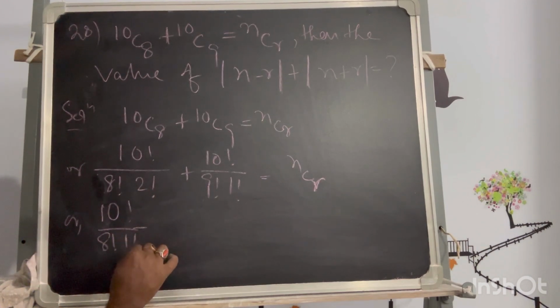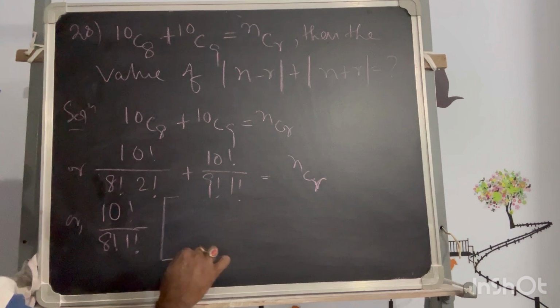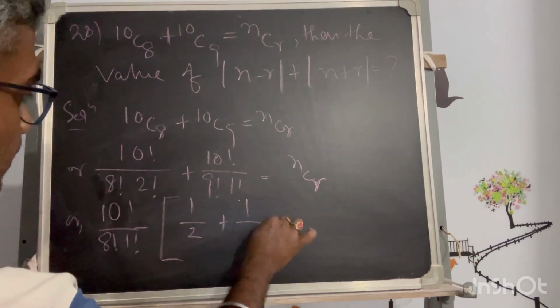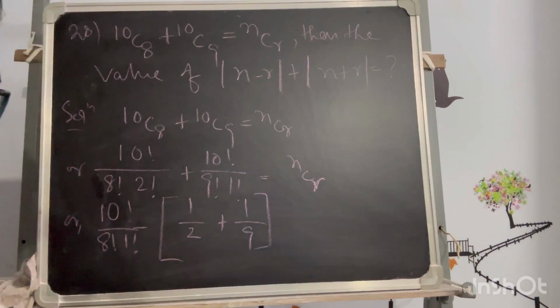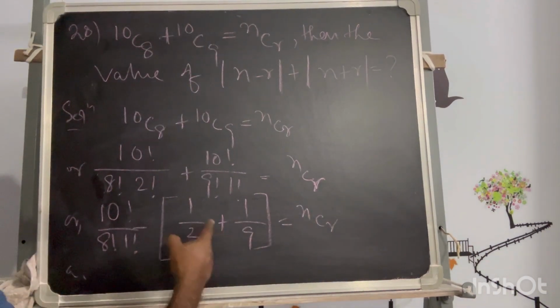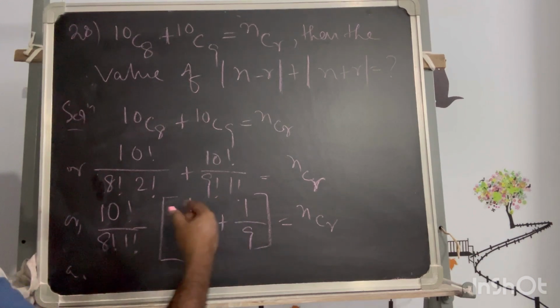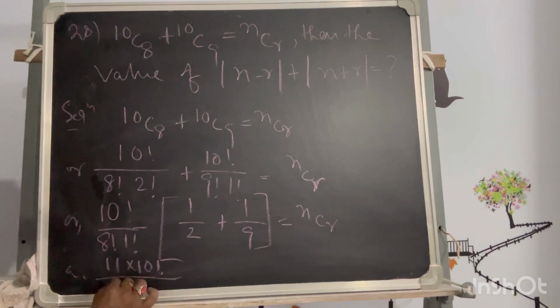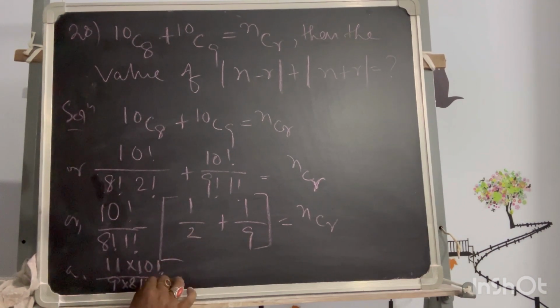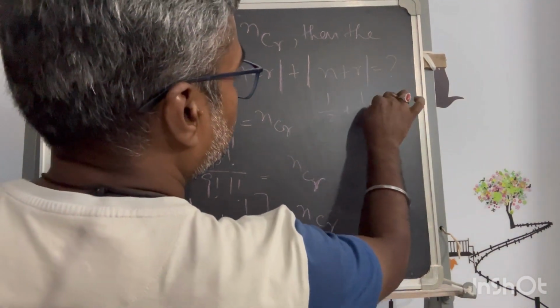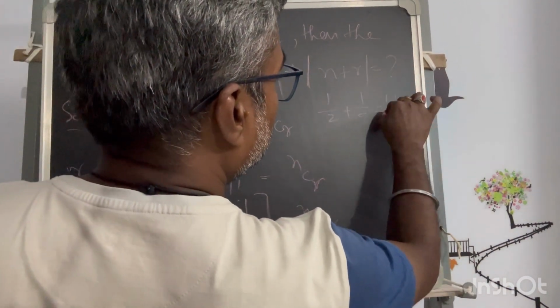So 1 factorial I am taking out. So 1 by 2 will be there, plus 1 by 9 will be there. This is equal to LCR, or this 9 plus 2, 11. So 11 into 10 factorial, and below will be 9 into 8 factorial, and this will be, you understand what I am doing, 2 plus 1 by 9 will give you 11 by 9 into 2.